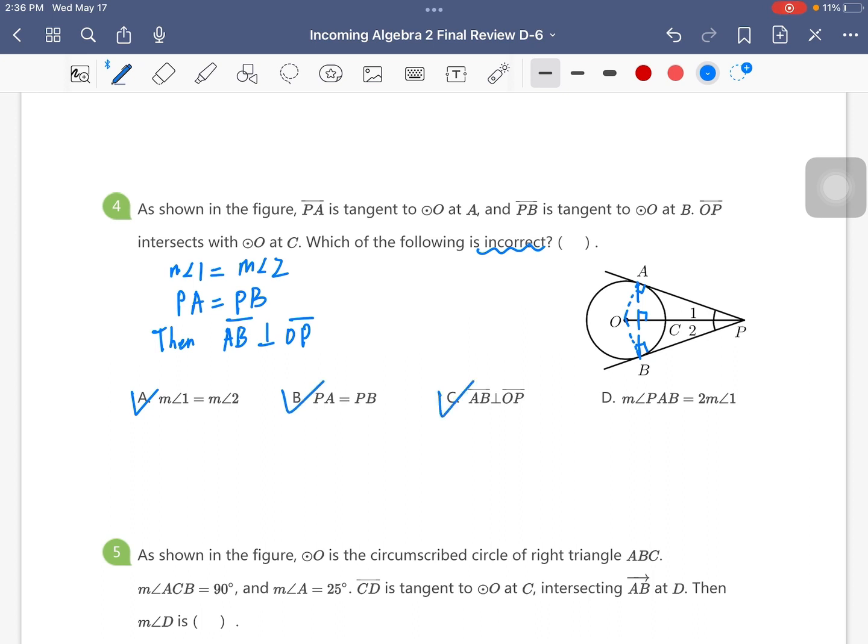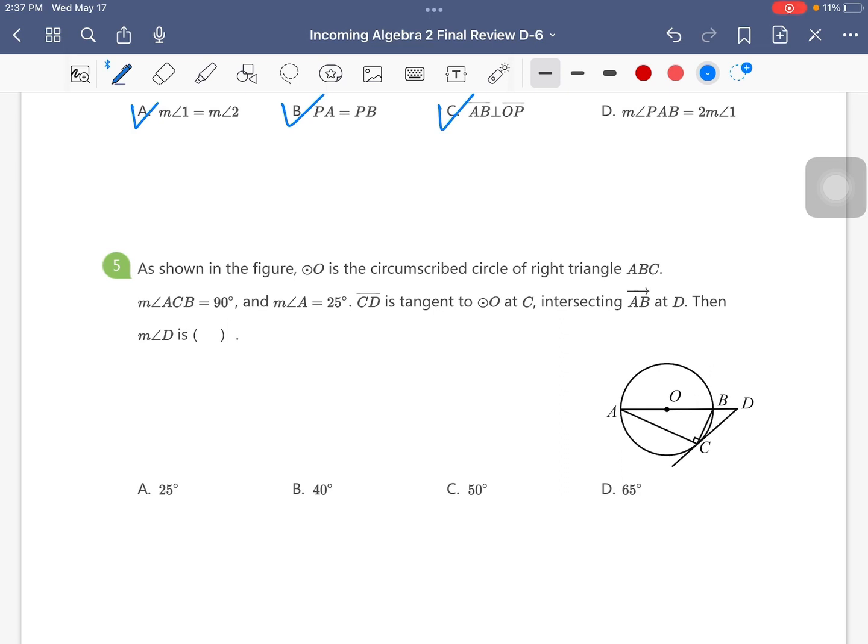So there's no way for us to obtain that AB equals PA equals PB. There's no way to prove that, okay? So D is incorrect, the only incorrect one.